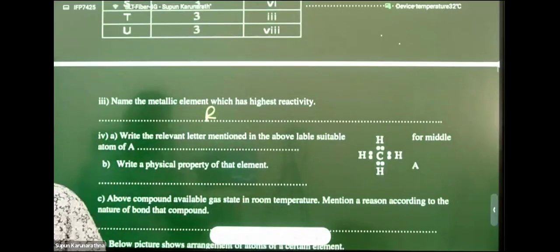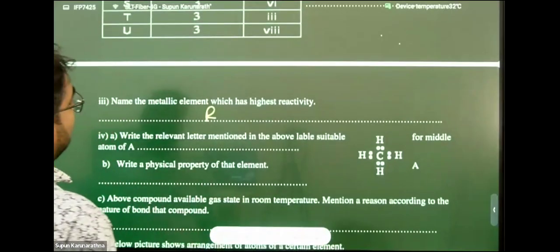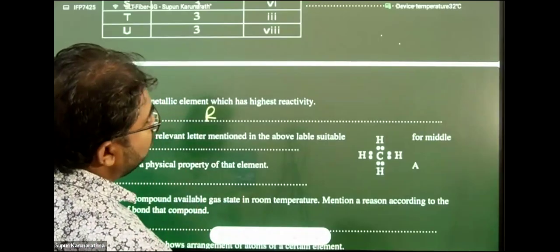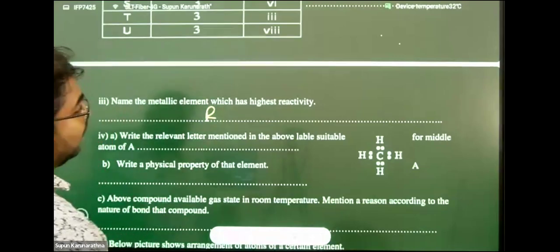Right, next question. Write the relevant letter mentioned in above label suitable for the middle of atom A.